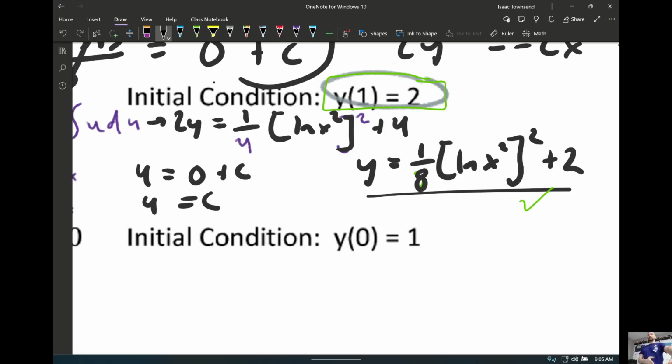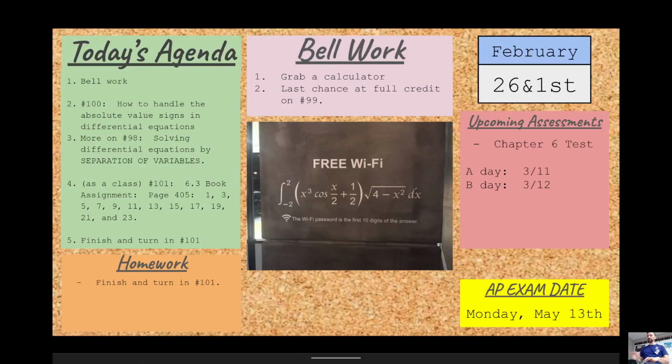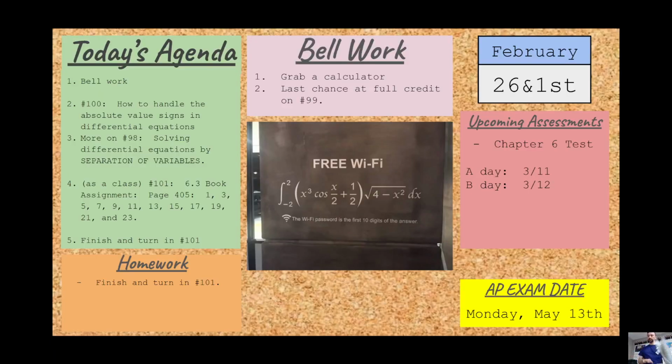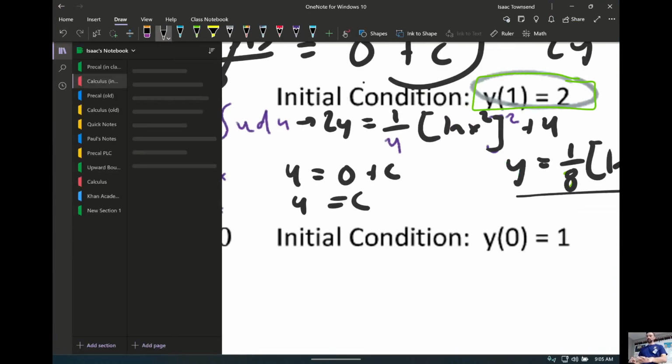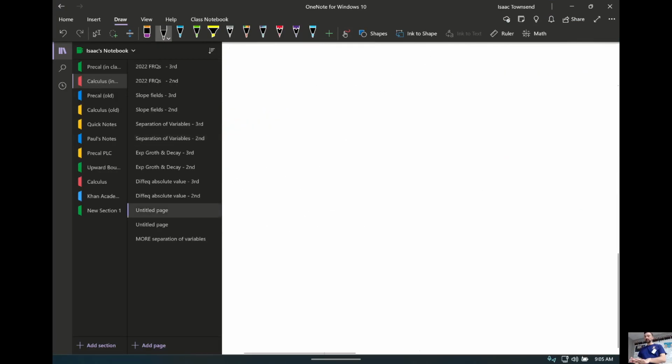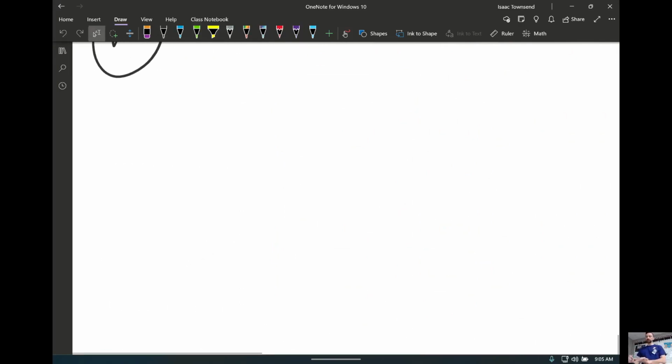Okay, so now let's kind of reset here, because again, the book assignment isn't going to start off that difficult. It's going to start off a little bit slower. So we are going to be doing 1 through 23 odd, page 405. So you need a separate sheet of paper for this. Again, keep that assignment because we will finish it on Tuesday.